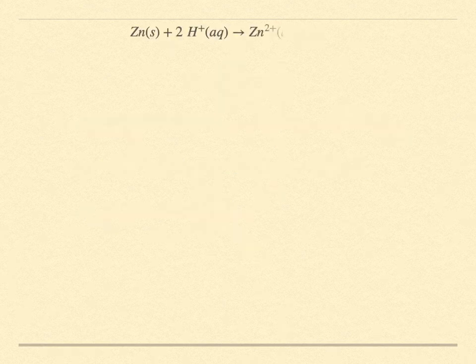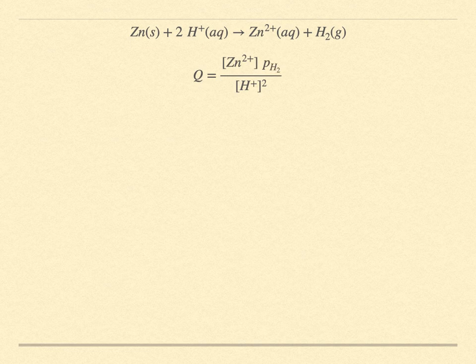And here is another one, the simple dissolution of zinc metal in an acidic environment. Hydrogen gas bubbles off. We will use concentration for the aqueous solutes, pressure for the gas, and the solid will not appear explicitly, though we will remember that it is present as the number 1. Note that the hydronium ion concentration is squared since its coefficient in the reaction equation is 2.